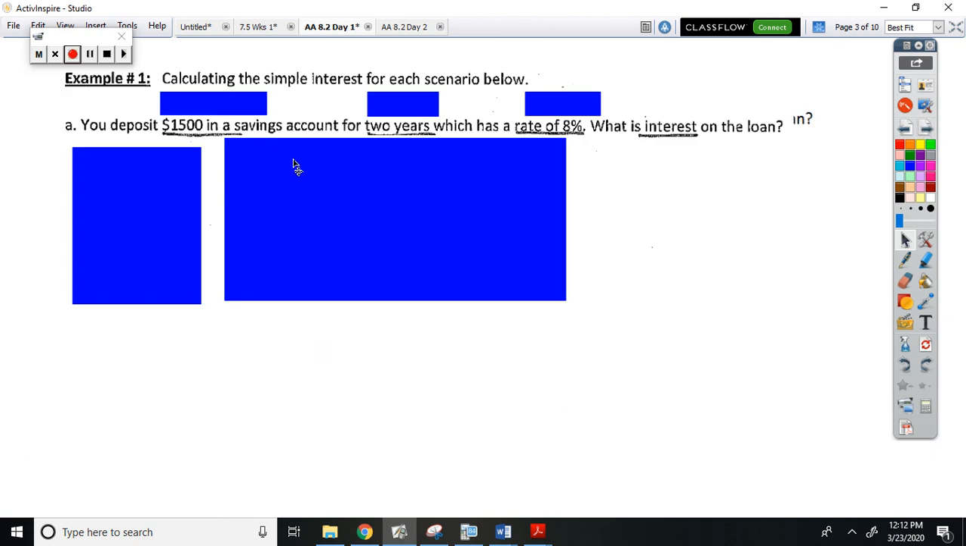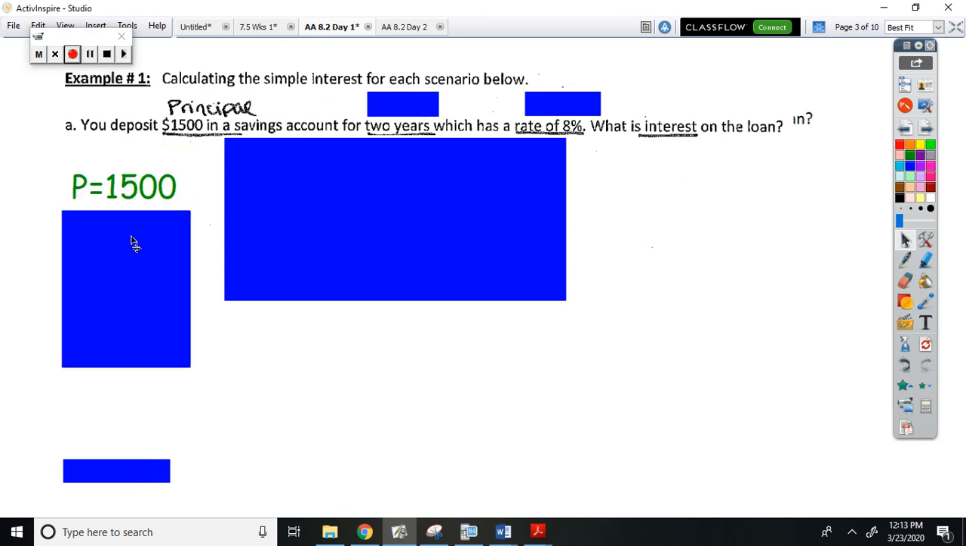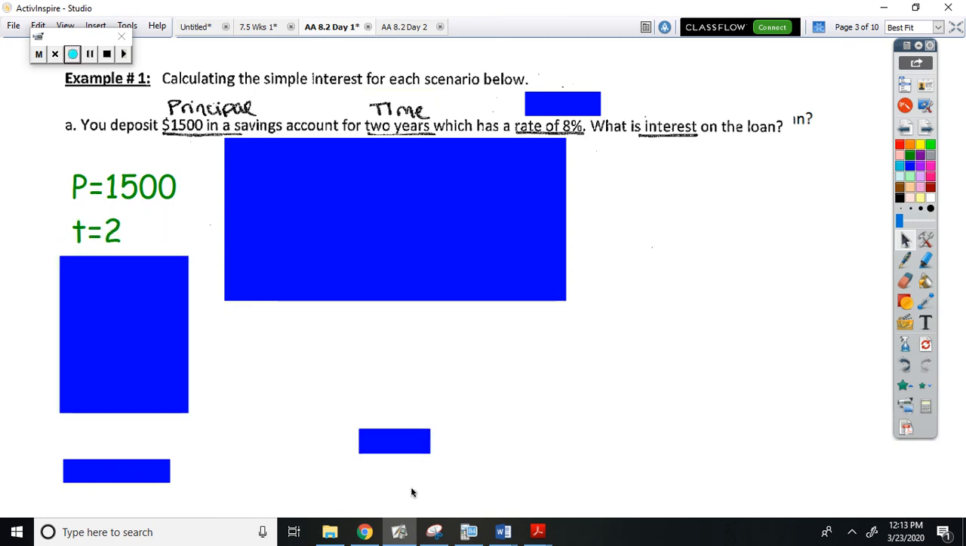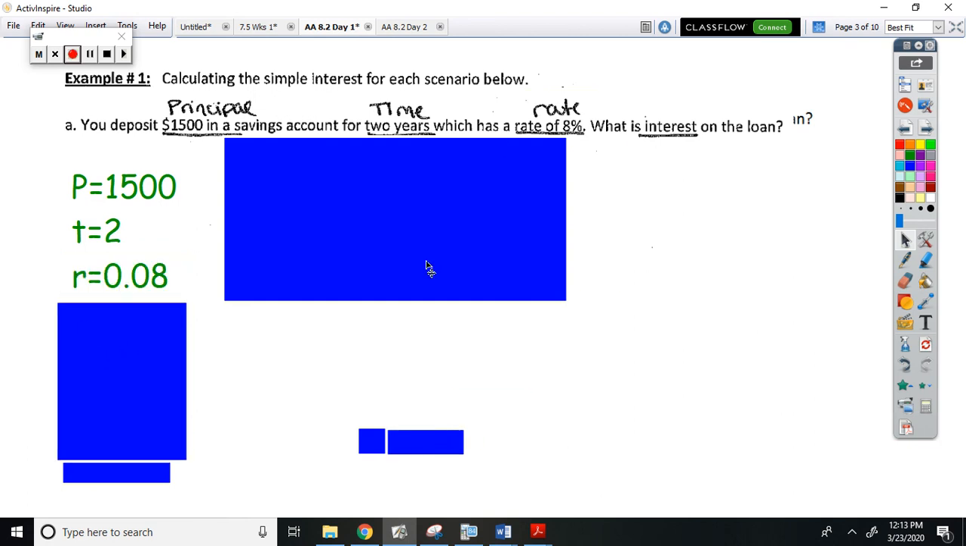So example 1. You deposit $1,500 into a savings account for 2 years, which has an interest rate of 8%. What is the interest on the loan? So notice that $1,500 is our principal. Usually I just keep a little list off to the side. P equals 1,500. 2 years is our time. T is equal to 2. And our rate of 8%, changing that to a decimal, make sure you change it properly. Either divide by 100 or move the decimal 2 spaces to the left, 0.08.